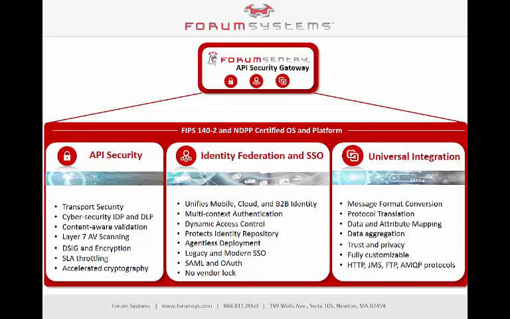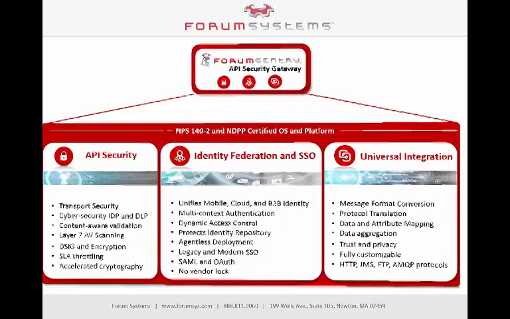For API security, we'll demonstrate SSL, schema validation, threat detection, digital signatures, as well as payload level encryption. For identity, we'll look at multiple user authentication options and credential translation. And then lastly, for integration, we'll highlight JSON to XML transformation and HTTP to AMQP 1.0 protocol mixing.